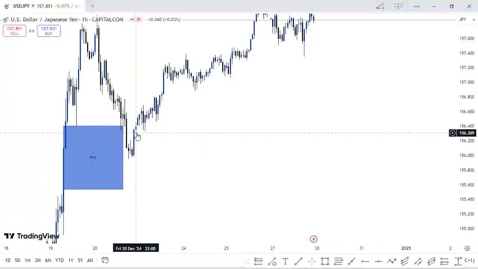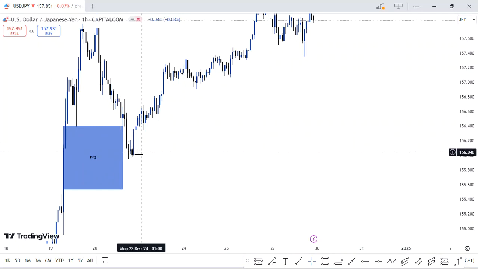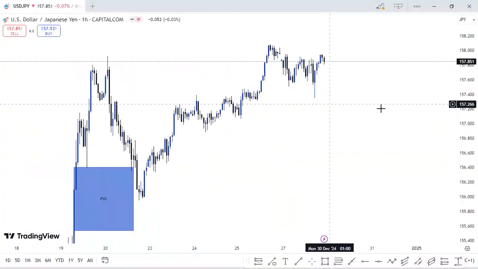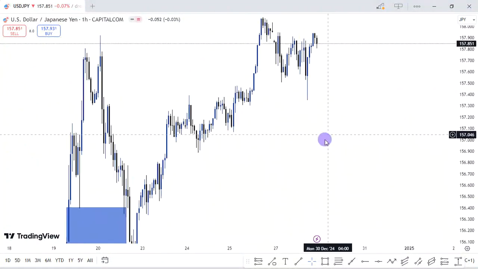Plus, I have my fair value gap here. Okay, so I just need to look for my valid inducement levels that I would use, and then take my trade at the OB here. So this is basically what we'll be looking at from the 1 hour time frame. Like I said, just looking at order blocks whatsoever.